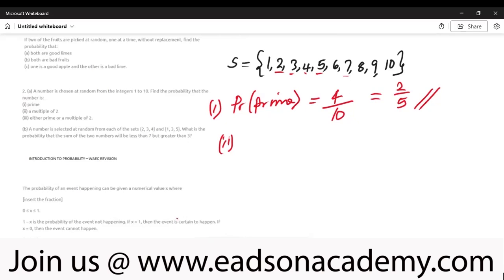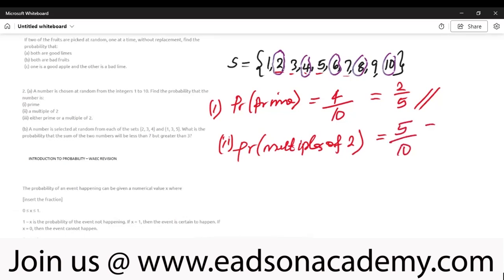So how many do we have altogether? Let's circle it: 1, 2, 3, 4, and 5. Therefore, the probability that a number picked at random from this sample space is a multiple of 2 will be the number of multiples of 2 there divided by the total number. Multiples of 2: 1, 2, 3, 4, 5. That is 5 over 10, which is 1 over 2.